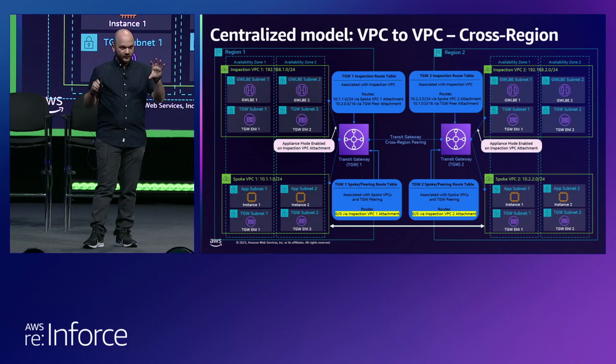So now each region has its own inspection, and then I can connect everything globally in AWS. Pretty cool.